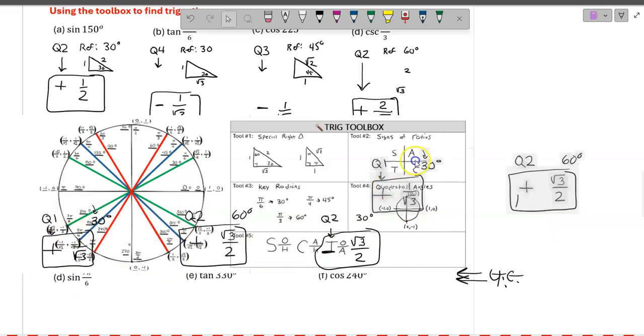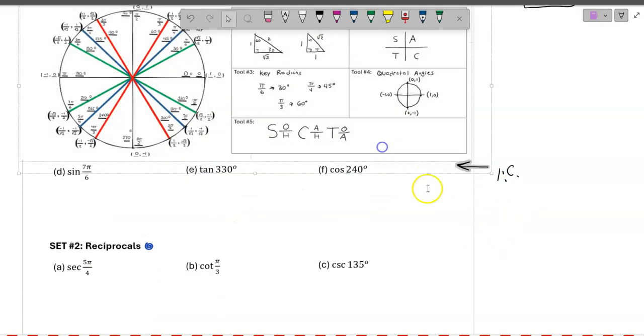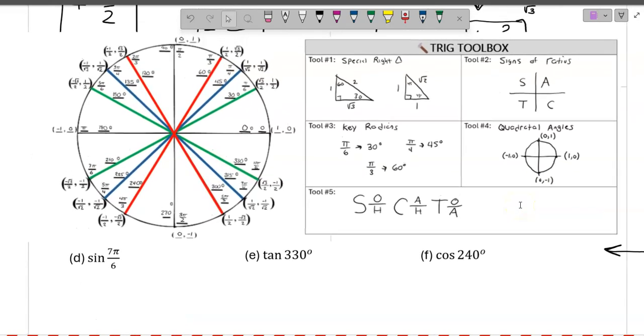So let me just move this text out of the way, and we'll do these next 3 using the unit circle. What's really nice about this is if you put the time and the effort to memorize the circle, you're literally just gathering the answer from that unit circle. So 7 pi over 6 is going to be right here.